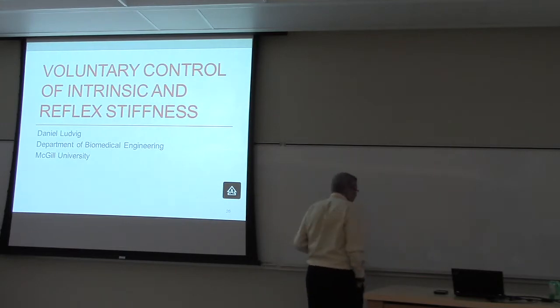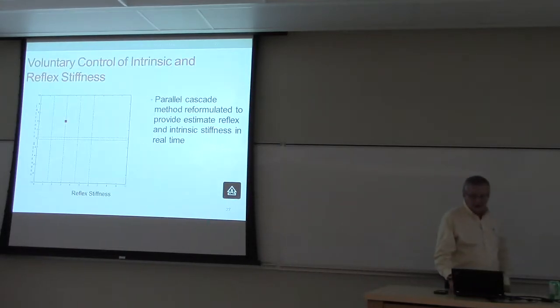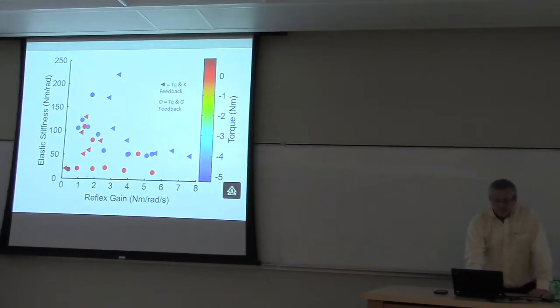Now what Daniel Ludwig did as a Ph.D. student is he took our parallel cascade algorithm and implemented it in real time so that we could actually feed back to the patient, or student, reflex and intrinsic stiffness, and then display this on a screen and ask the subject, can we move around this path? When we do this, what he showed was, if we plot the reflex gain along one axis, the elastic stiffness along another axis, and the torque that was generated on the longer axis, what you can see is that the subject was able to generate a wide range of reflex gains at the same elastic stiffness.